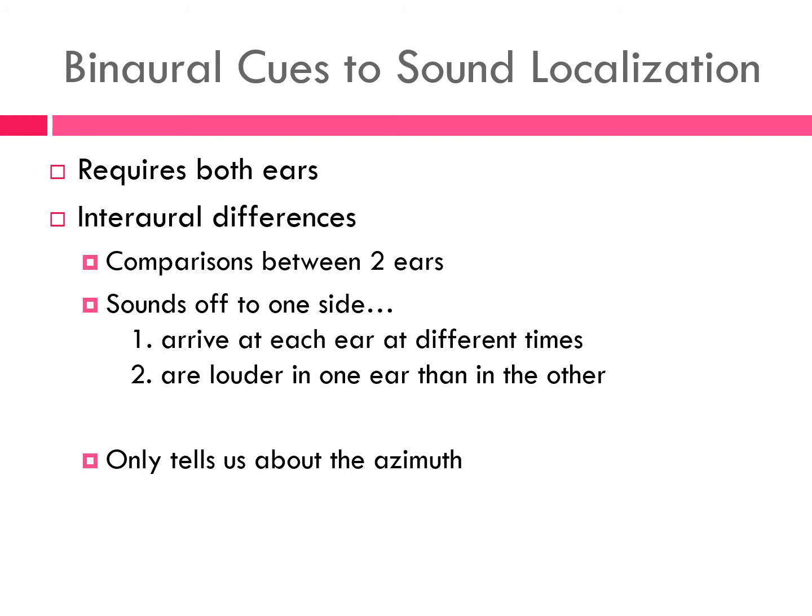We're talking about the azimuth, and I'm going to start by talking about these binaural cues to sound localization. Bi meaning two, oral meaning ears, meaning this requires both ears.